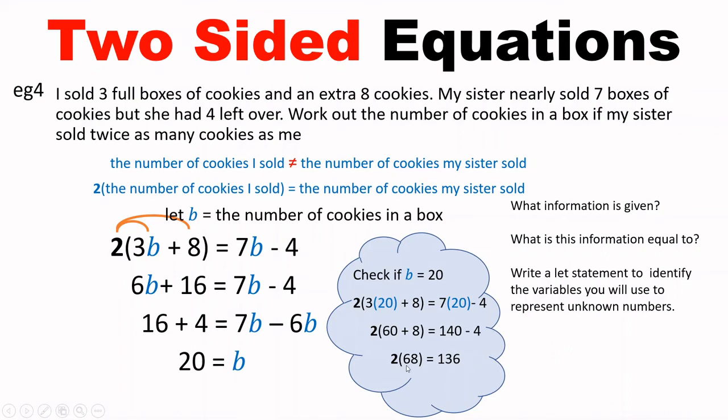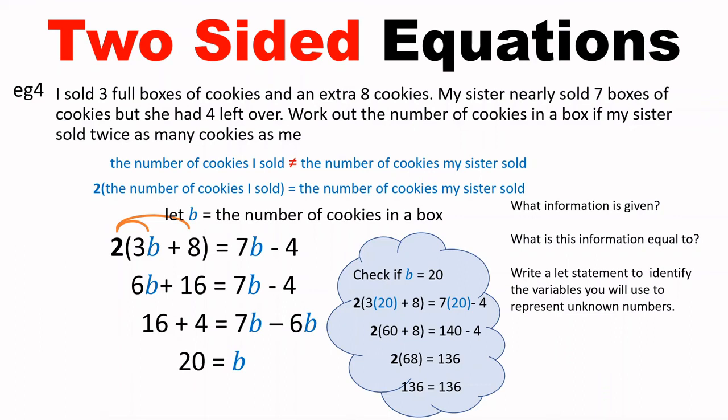I still have to do 2 times 68. Please tell me 2 times 68 is 136, is it? Yes, it is. So I must have sold these 68 cookies, and my sister, who sold twice as much, sold 136. But I've got an equal equation here showing that my sister's 136 cookies is 2 times my 68 cookies. So we've got a balanced equation which shows we have the correct B value. The number of cookies in a box was 20.